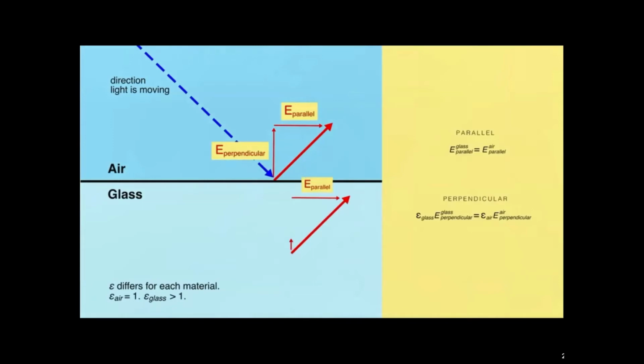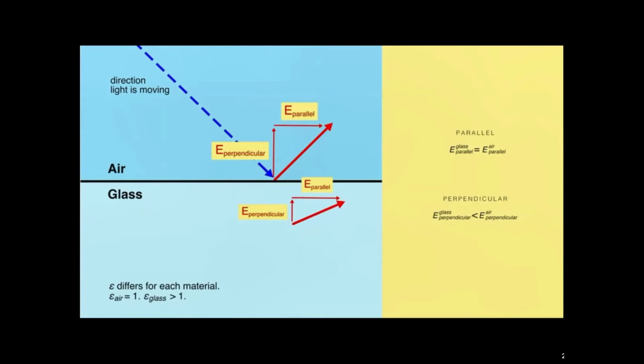And similarly, perpendicular to the surface, what has to be the same is the electric field times this epsilon, which is different for each material and depends on its molecular makeup. We can then manipulate these equations to see what the electric field in glass should look like. Because epsilon is bigger in glass than in air, that means that the perpendicular electric field in glass has to be smaller than it is in air.